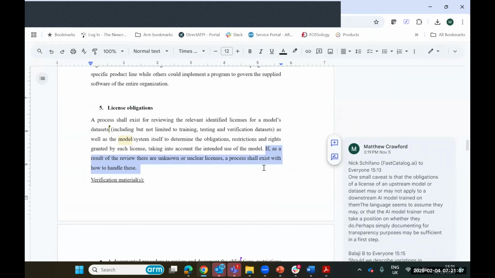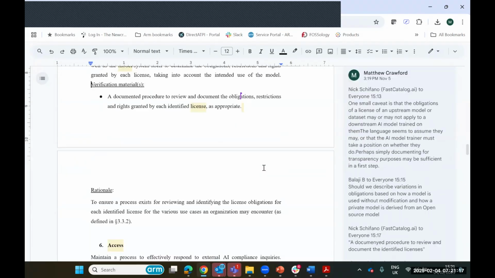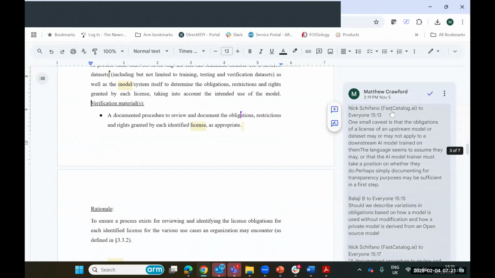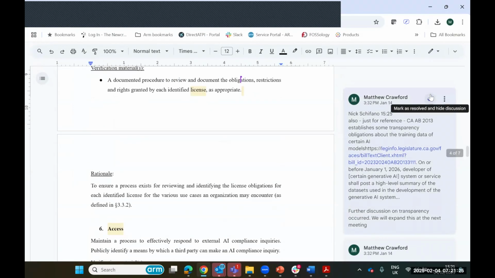Do others agree with that point? I tend to agree with that point. I think if you're reviewing licenses, I would agree as well. I think it's inherent in having a process for reviewing the identified licenses already. You're going to assess them, and if someone doesn't understand, that would imply you'd have a process, whether you go to legal or otherwise.